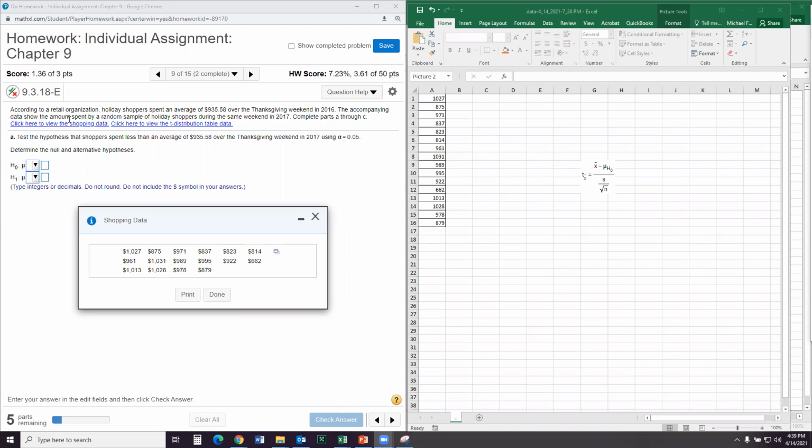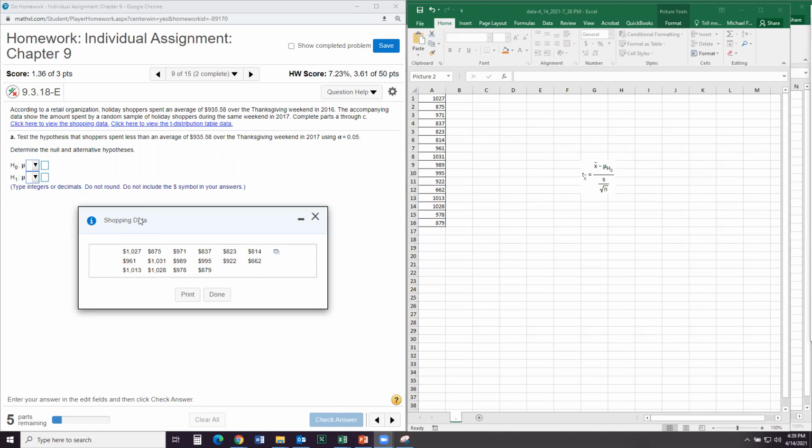According to a retail organization, holiday shoppers spent an average of $935.58 over the Thanksgiving weekend. The accompanying data show the amount spent by a random sample of holiday shoppers during the same weekend. Test the hypothesis that shoppers spent less than the average over the Thanksgiving weekend using an alpha of 0.05.